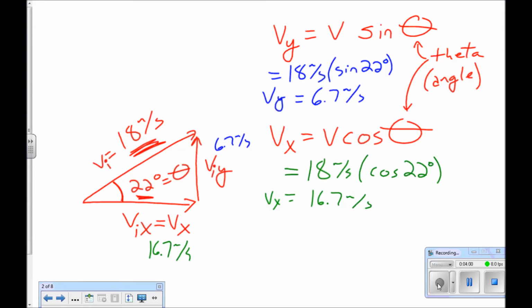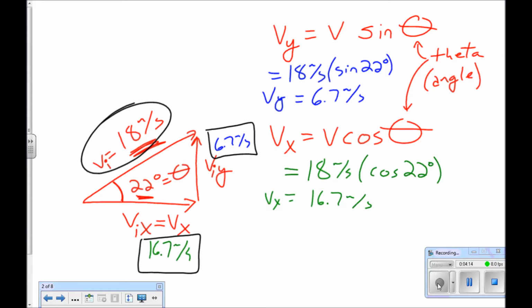All right, so what this has told us is that at the instant that our football is kicked, it's moving at 18 meters a second. At that instant, it's moving upward at 6.7 meters a second, and it's moving horizontally at 16.7 meters a second. If you're not sure if you did it right, you can check it using the Pythagorean theorem. Do 6.7 squared plus 16.7 squared, and then square root your answer, and it should give you pretty close to 18 meters a second. It won't be exact because of rounding, but it should be pretty close.